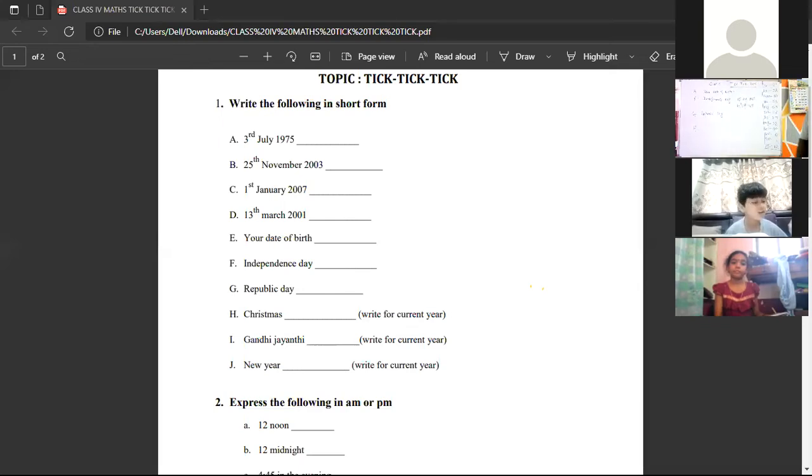Republic Day. If Independence Day is done, then guess Republic Day. National festivals one should know without fail. When is the Independence Day? When is the Republic Day? Children's Day, Gandhi Jayanti. All these four days one has to remember without fail.